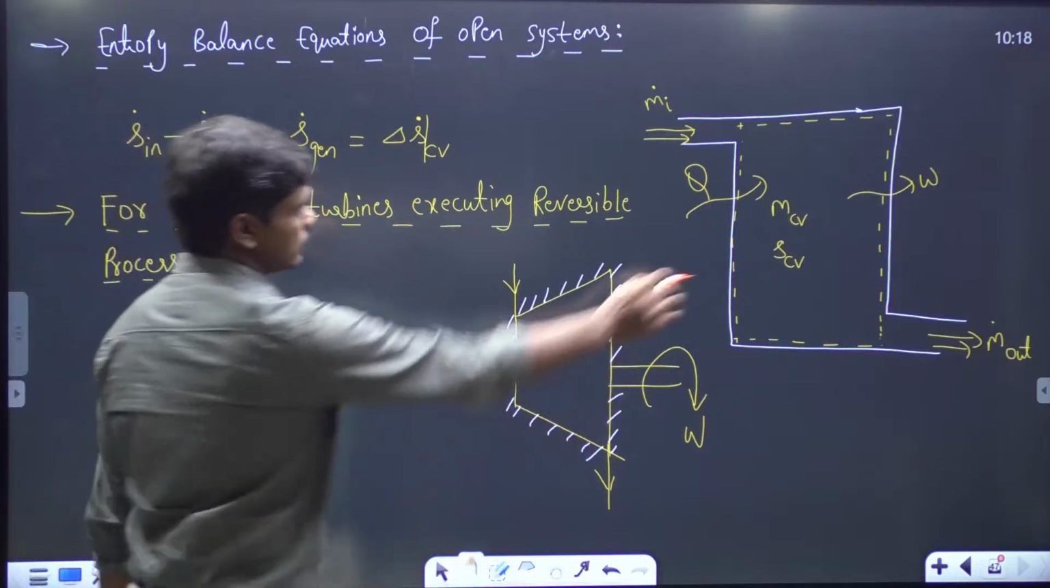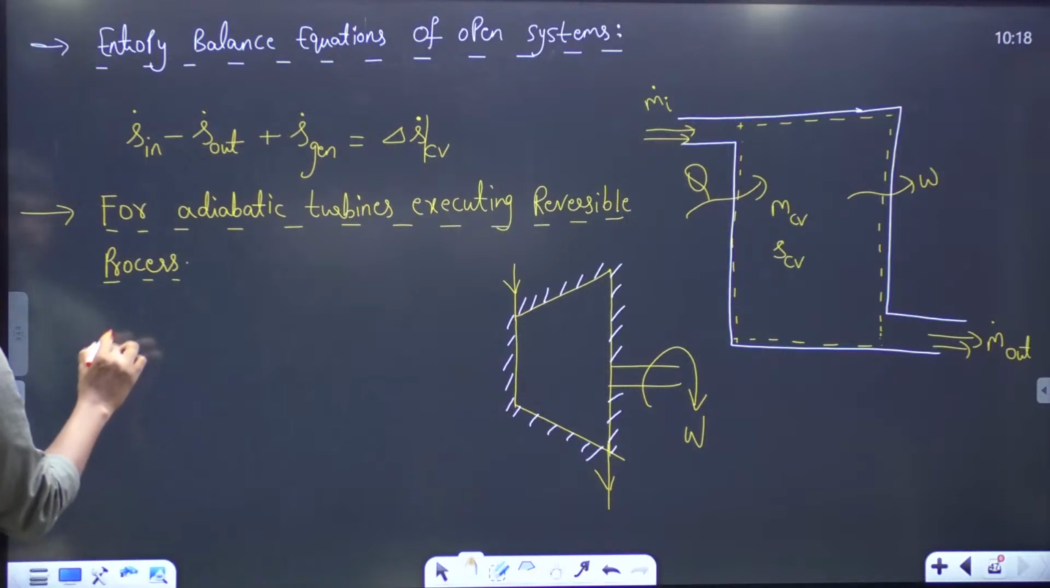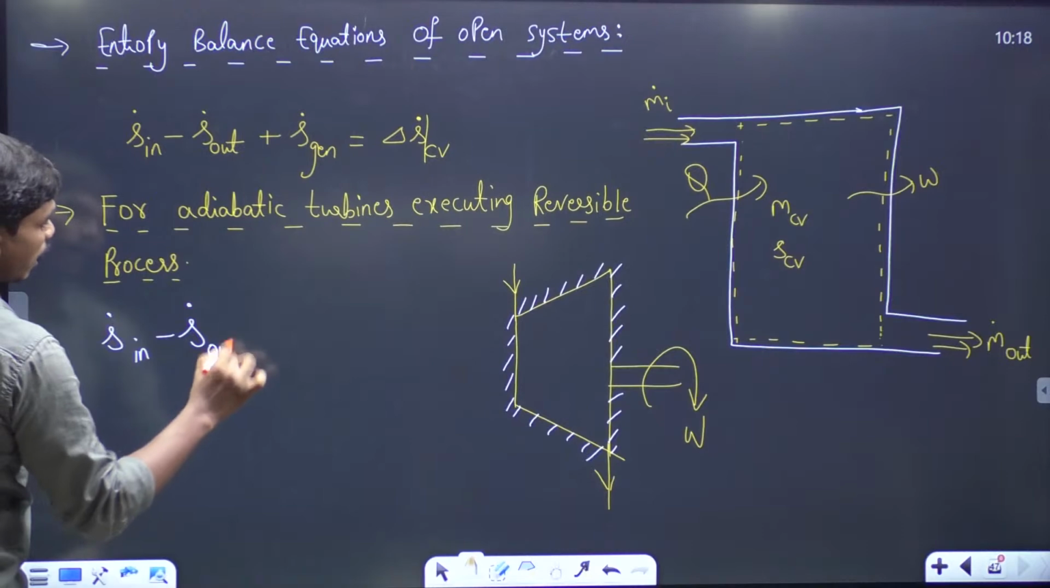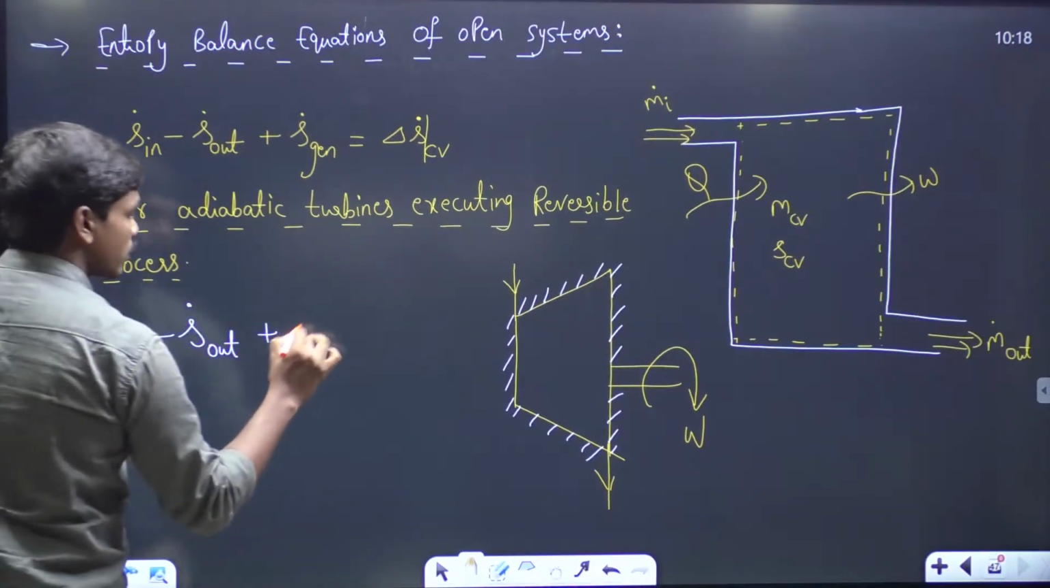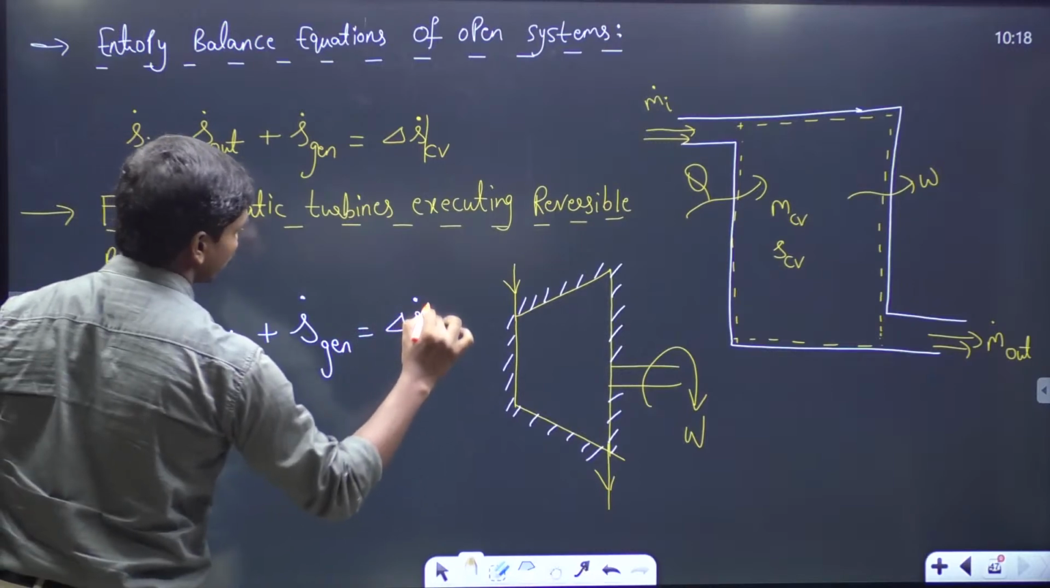Since this is for any control volume, if you apply this here, look: entropy that is getting in, minus entropy that is getting out, plus entropy generation rate, should be equal to the rate of change of entropy of the control volume.